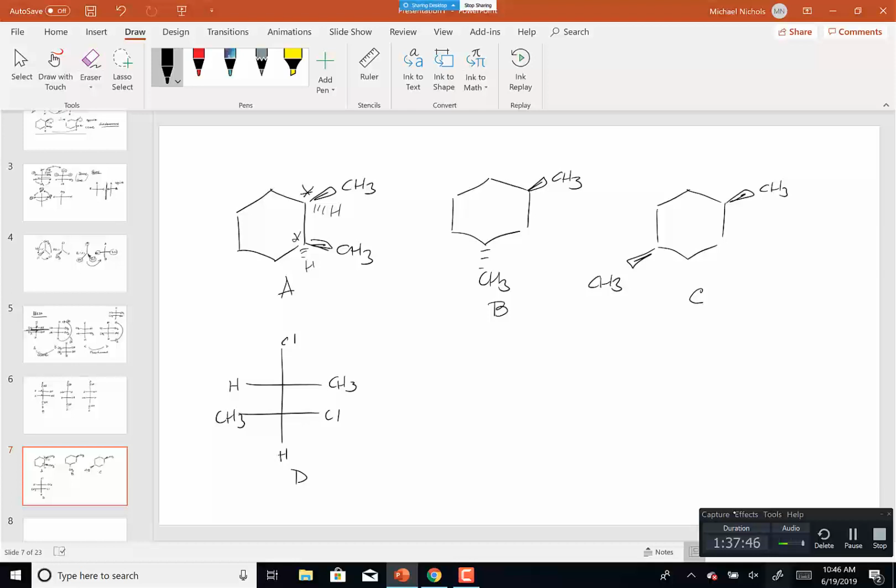Where's the mirror plane? Did the mirror plane cut through any of the chiral carbons and then not make them chiral? No. So it's got chiral centers and a mirror plane. A's meso.